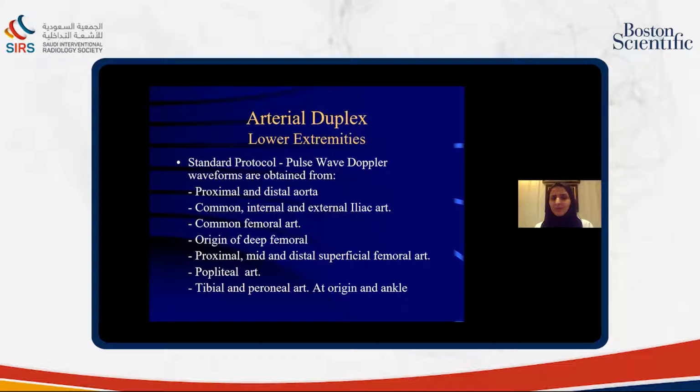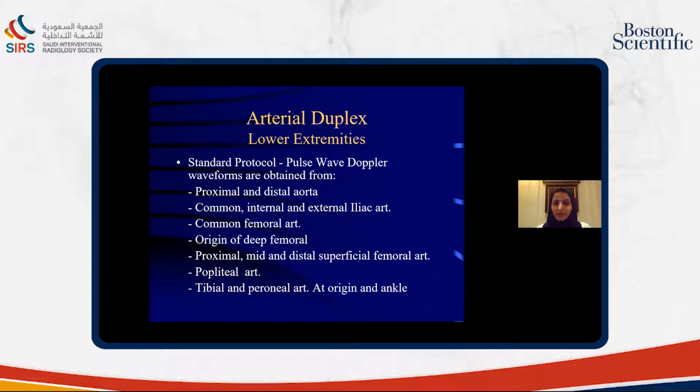So standard protocol, we start from the aorta, we take proximal, mid, distal, and then we go to the iliacs, we study common and internal, external, and we go to the common femoral artery, and then the original part of the profunda, we will not go more deep, just the proximal of the profunda to evaluate the flow there. And then superficial femoral artery, proximal, mid, distal, and the popliteal artery.